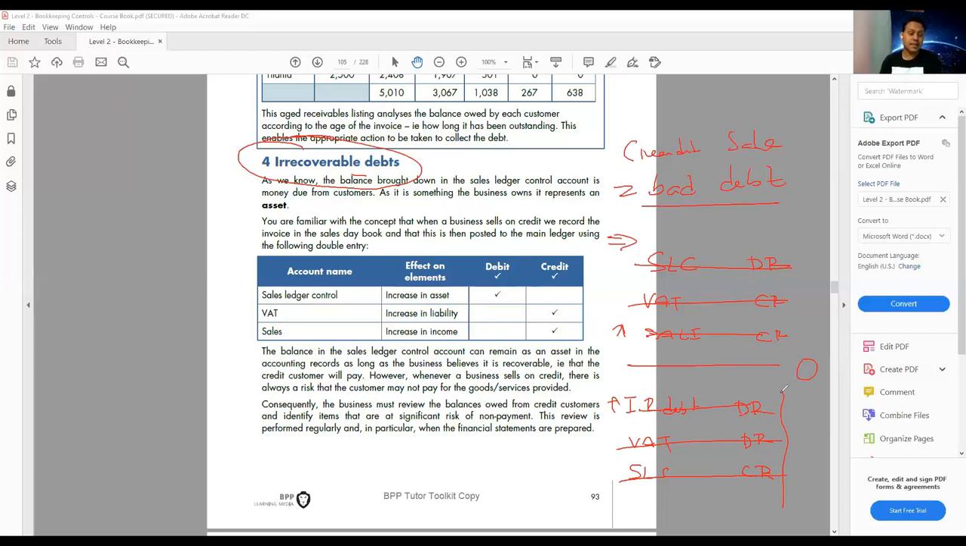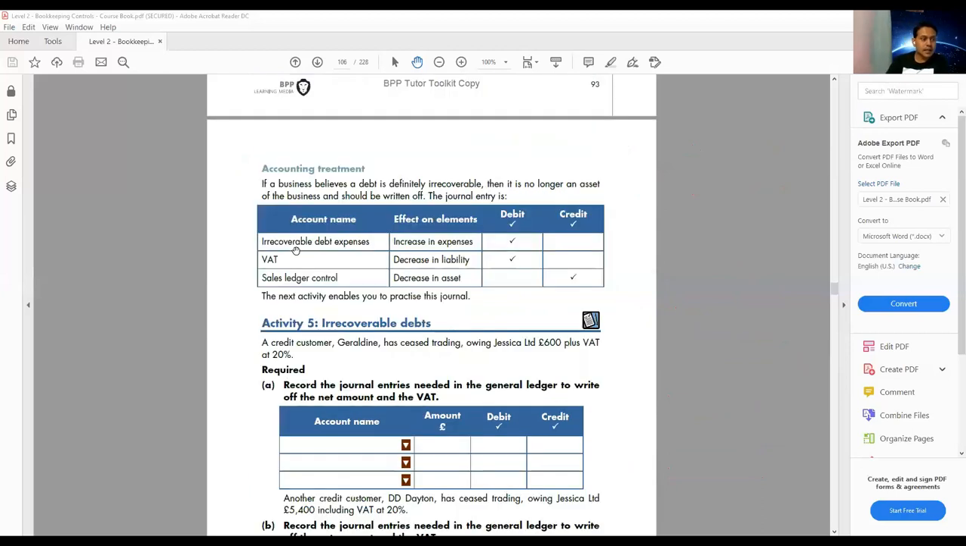So you need to memorize this journal for the irrecoverable debt. The journal here is irrecoverable debt expense, that is debit. VAT, it is debit. And sales ledger control, that is credit. Yes, Abdul, we call it write-off. So when you want to write off, we use this journal to write it off. All right, so this is the way we can write off from our system.